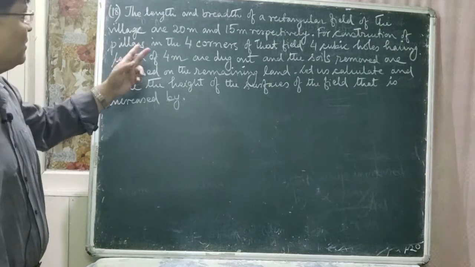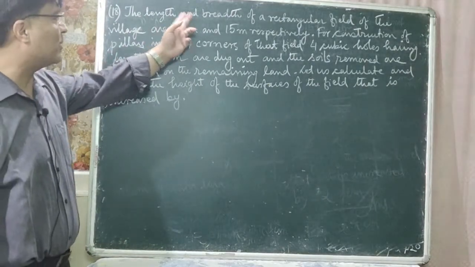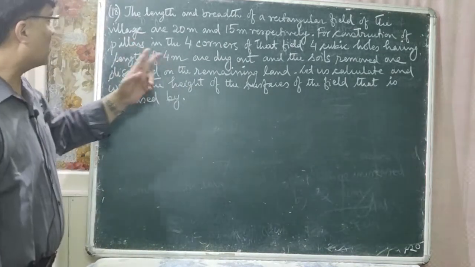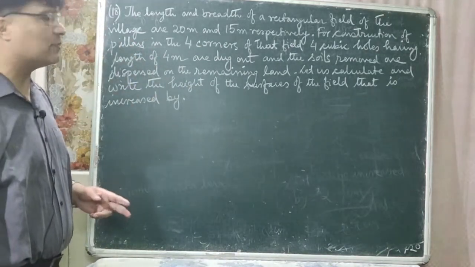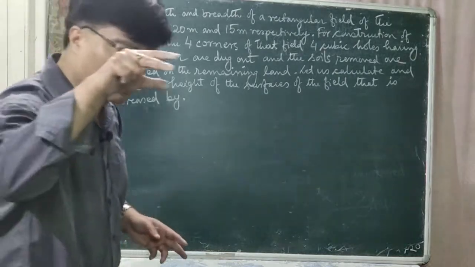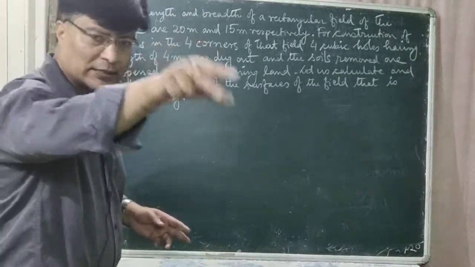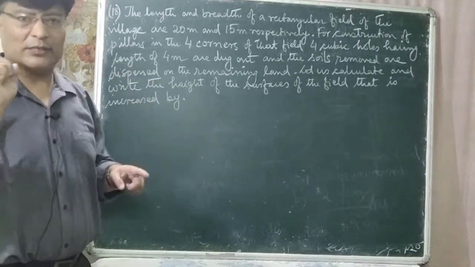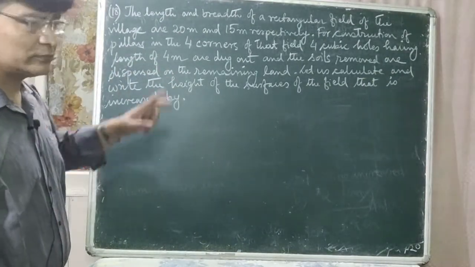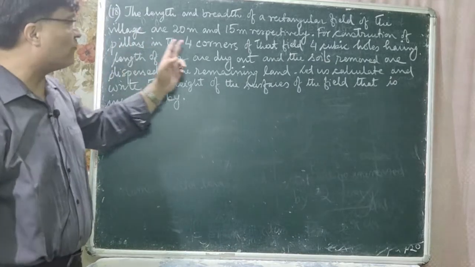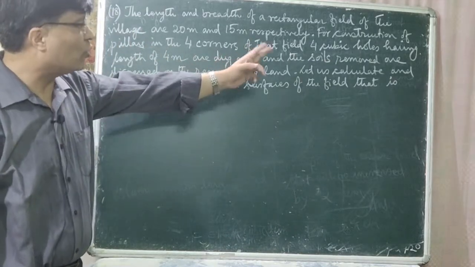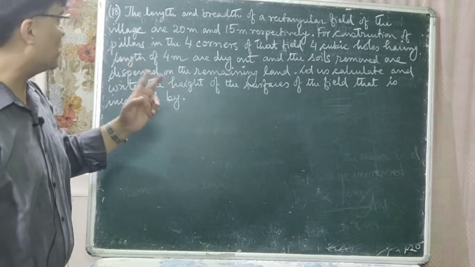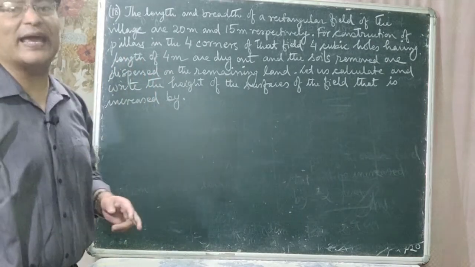What is the length of the field? It is 20 meter, and what is the breadth? It is 15 meter respectively. Okay. So for construction of pillars in the four corners of that field, त्यो field को चारटा corner मा चाहिँ के बनाउँदैछ? एउटा pillar बनाउँदैछ। For construction of pillars in the four corners of that field, 4 cubic holes having the length of 4 meter are dug out and the soils removed are disposed on the remaining land.